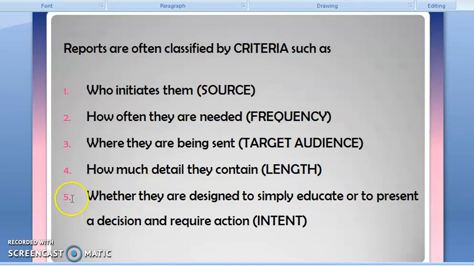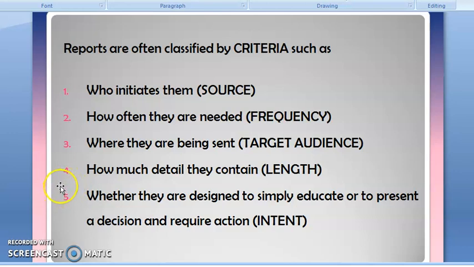And then bila kita nak buat report, biasanya ada kriteria. Tadi characteristics, now we are talking about criteria. Who initiates them? Okay, how often they are needed? When they are being sent? How much detail they contain? Whether they are designed to simply educate or to present a decision and require action.